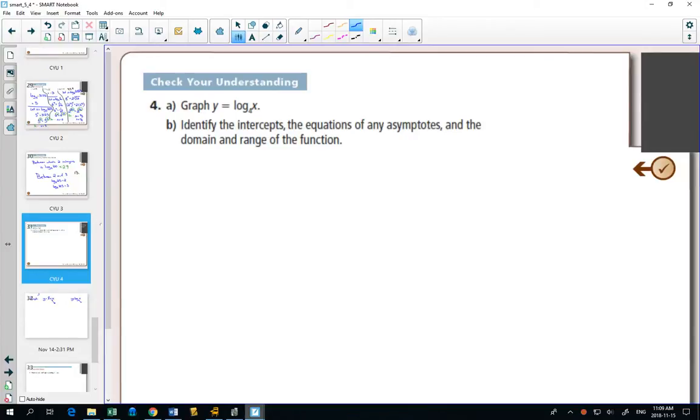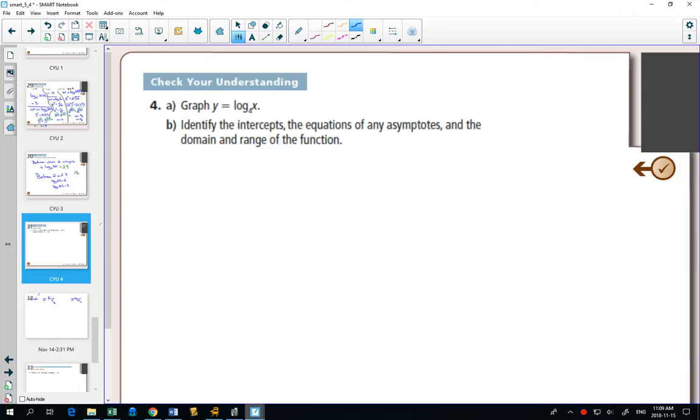379, we're going to graph. So we know all of the parent functions of exponentials, and now we're going to be expected to know all of the parent functions of logarithmic graphs. Logarithmic graphs are the inverse of exponentials.